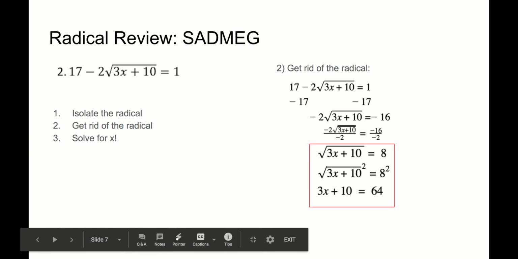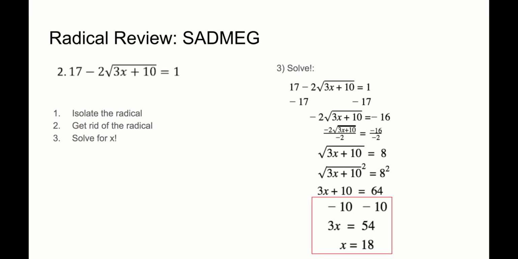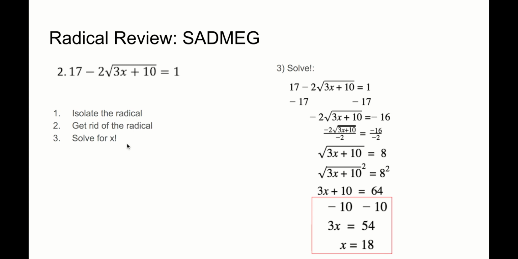From here, go ahead and tell me, what is step number 3 going to be? What are we going to do now? Step number 3 is arguably the most important step, because step number 3 is when we actually get x by itself. We're going to go ahead and solve. So we have 3x plus 10 equals 64. Subtract that 10 over, divide that 3. When I subtract the 10 from the positive 10, those cancel each other out, so I'm left with just 3x. 64 minus 10 is 54. Divided by 3 on both sides, we get x equals 18. It's just these three steps. So isolate the radical, get rid of the radical, solve for x.